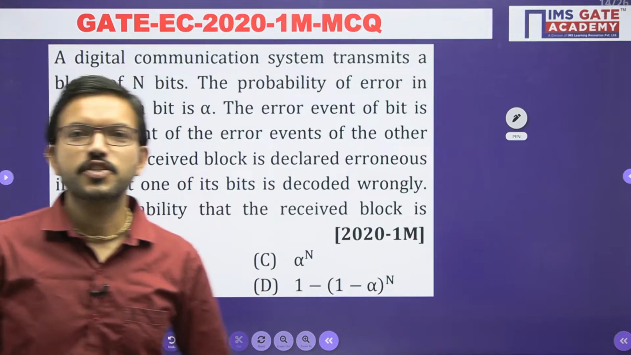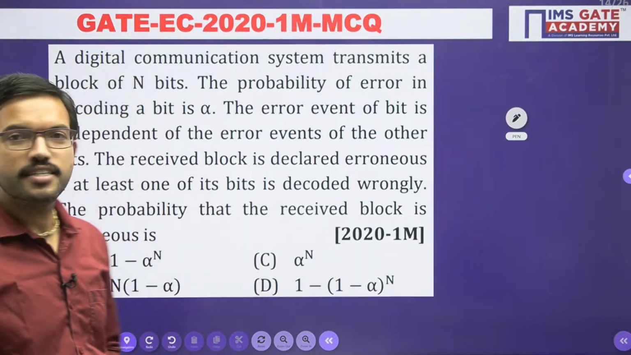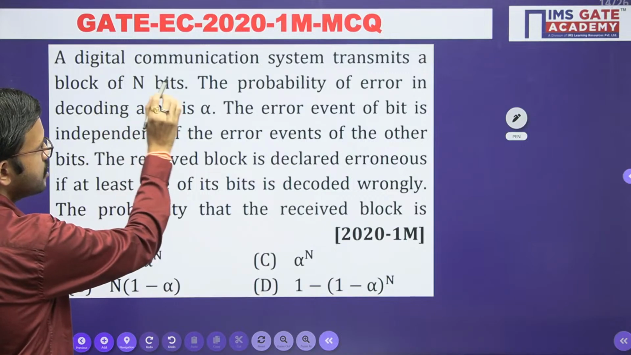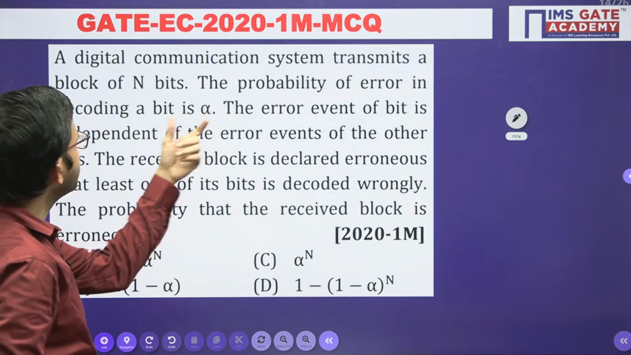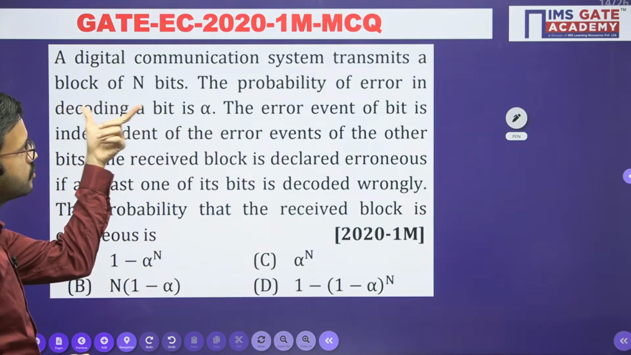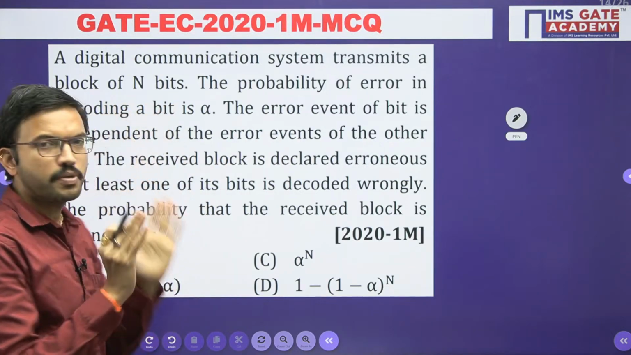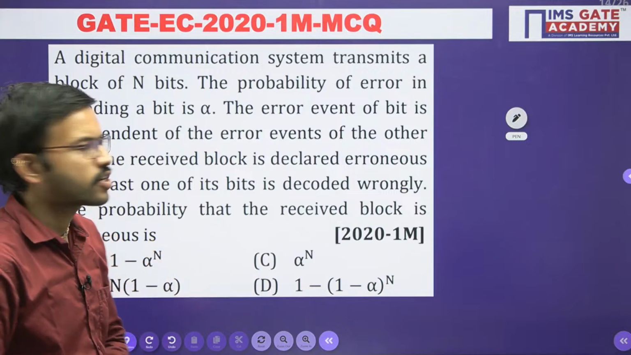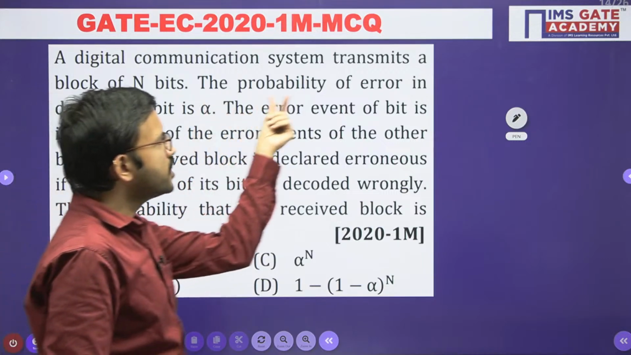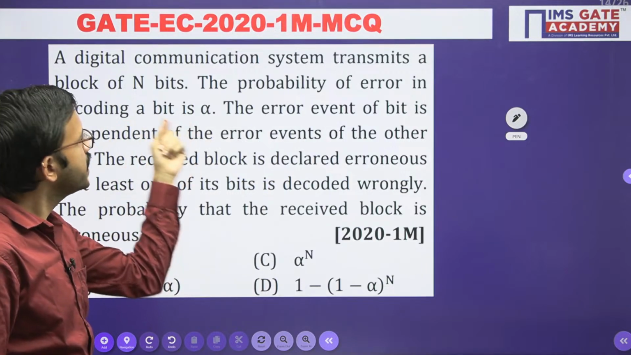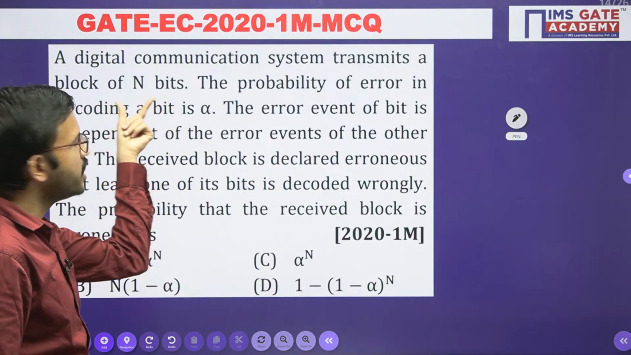Yes, very good, Manoj. Yes, option D is the correct answer. In this particular question, they have mentioned that you have a digital communication system which transmits a block of n bits. In that block, a group of n bits, they are considering as a single block, right? The probability of error in decoding a bit is alpha. In any particular bit, you have a total of n bits.